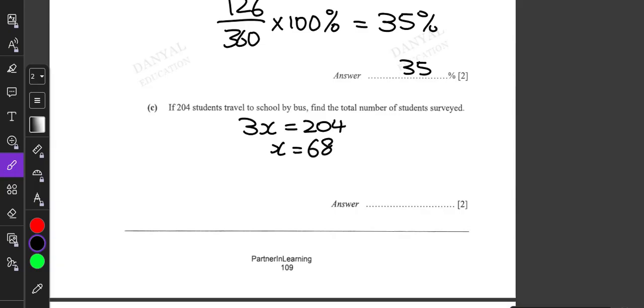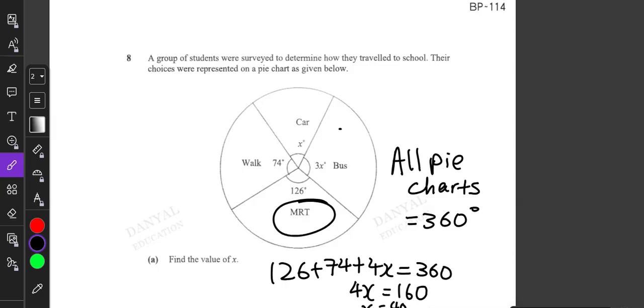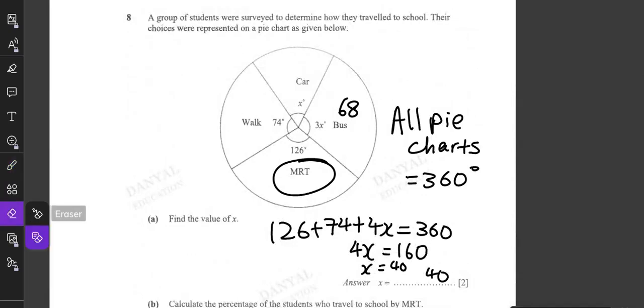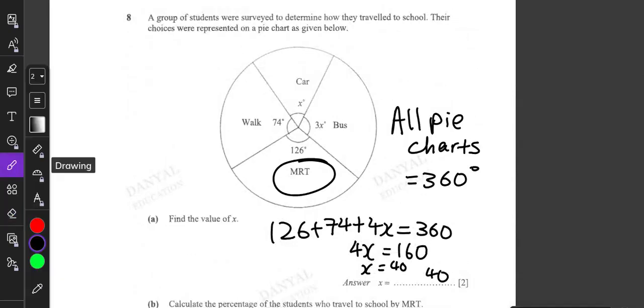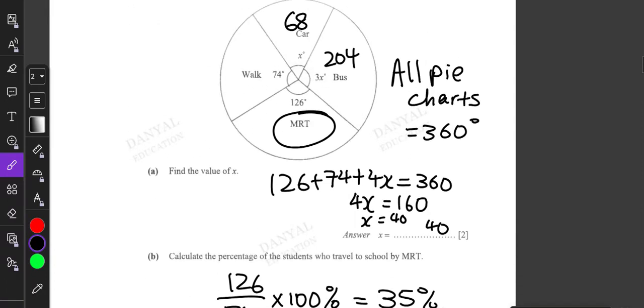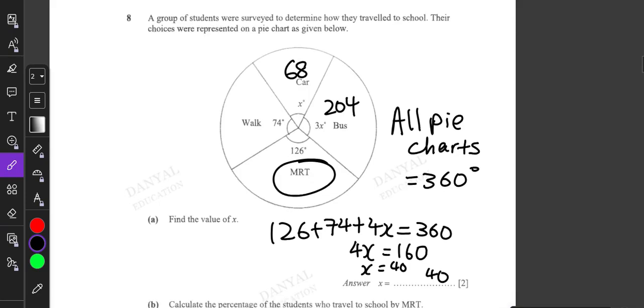X in this case will be 68 because the x value has changed. And because this is 68, this is 204, sorry, 68, this is 204, right? Calculate the MRT, 126, so that one will be... Okay.